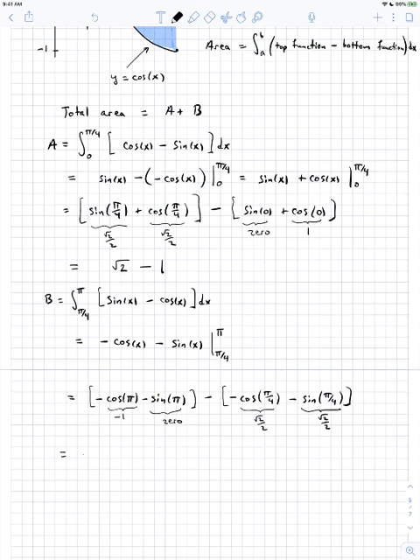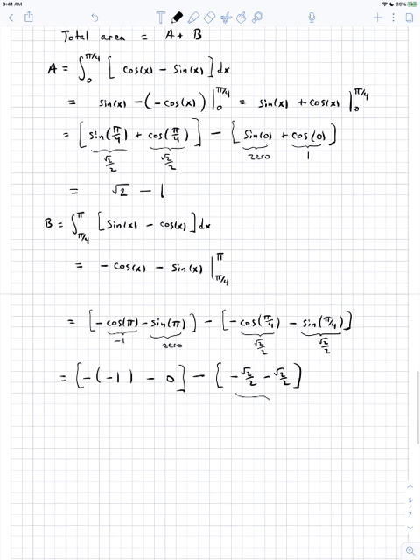So we have a minus 1, minus 0, and then it's minus square root of 2 over 2 minus square root of 2 over 2. So over here you have minus square root of 2, and here you have positive 1. So what you end up with is 1 minus a minus is plus the square root of 2. So if you add a and b together, you're going to have square root of 2 minus 1 plus 1 plus square root of 2.